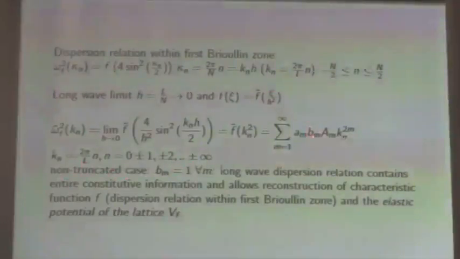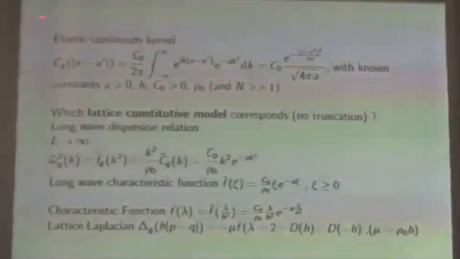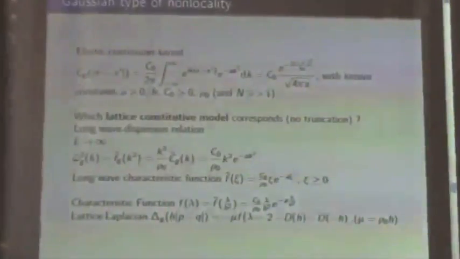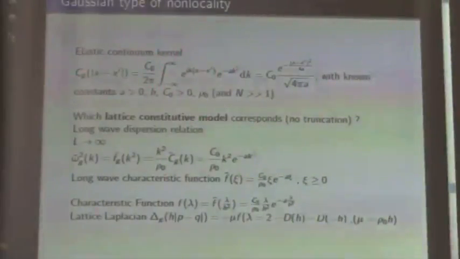So in the non-truncated case, when all Bm are equal to 1, the long wave dispersion relation contains the entire constitutive information of the lattice chain and allows us to reconstruct lattice potentials. Because it looks maybe a bit dry or abstract, we will now consider an example. Assume you have a one-dimensional, infinitely long chain with a Gaussian elastic modulus. We want to know what kind of lattice potential corresponds to a Gaussian elastic modulus when we assume no truncation, when all the Bm are equal to 1, so no constitutive information has been lost in the continuum limit.